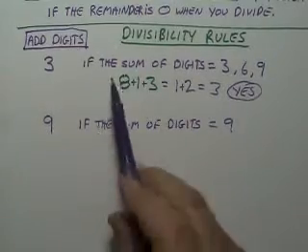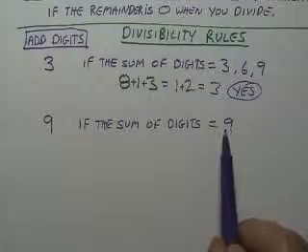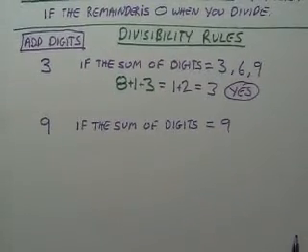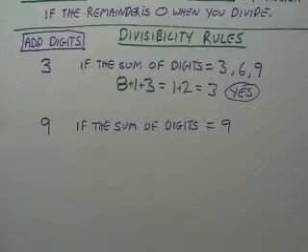So the rule for 9 is pretty much like 3, except if the sum of digits equals 9, then 9 will go into it.